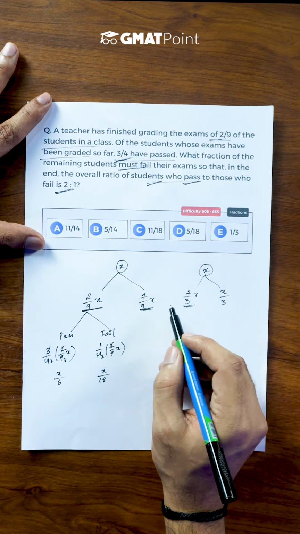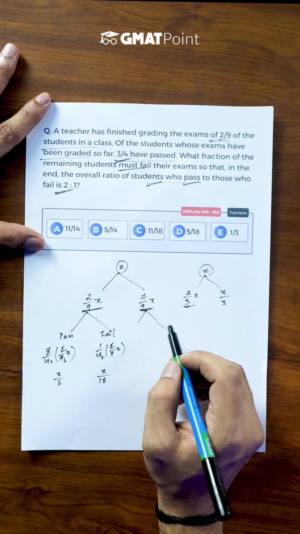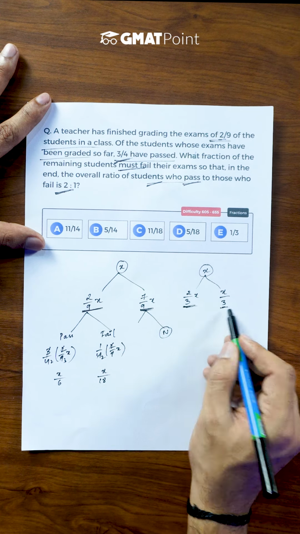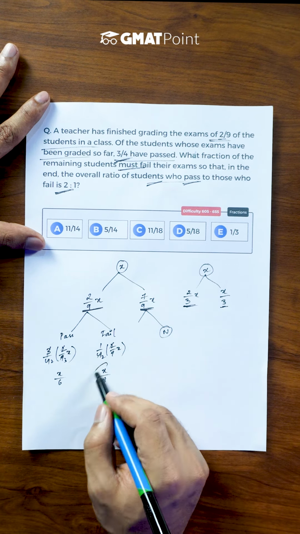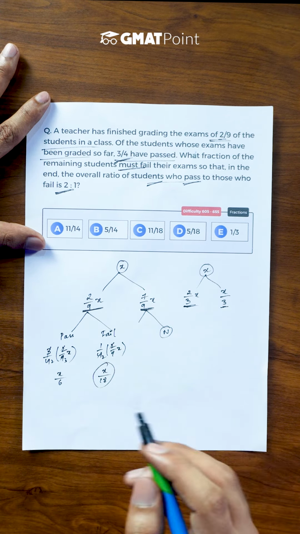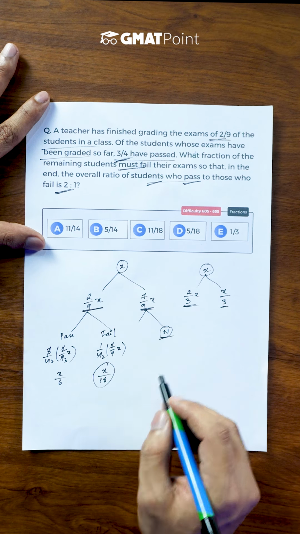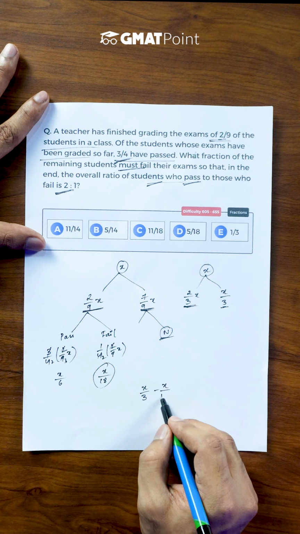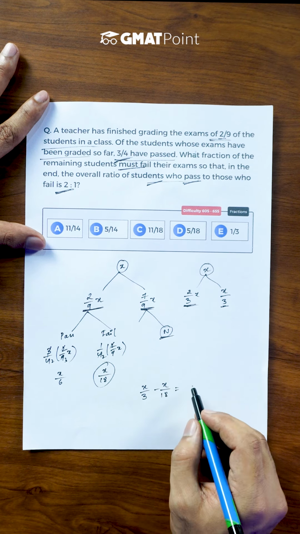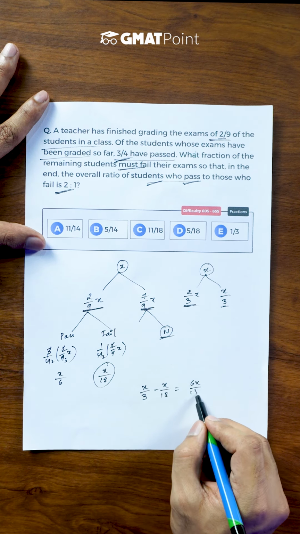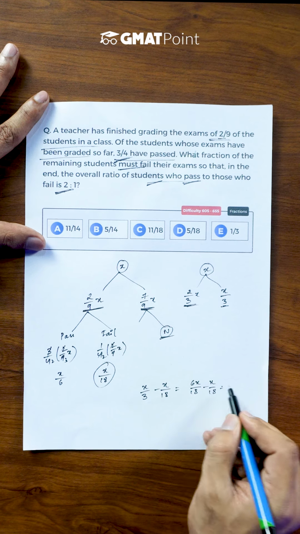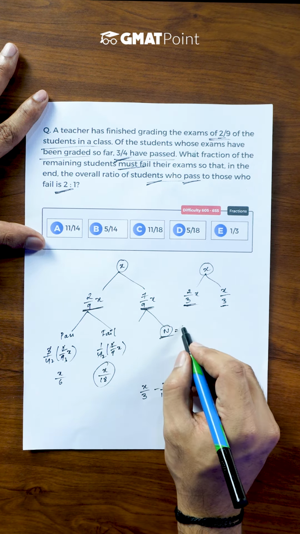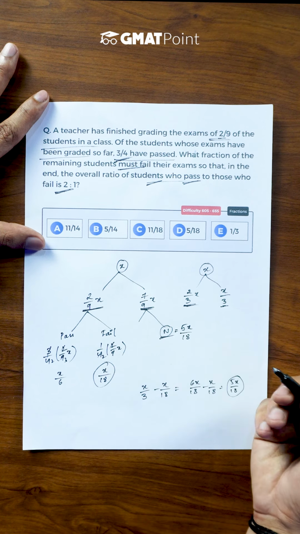So out of this 7/9 x, we are asked to calculate the number of students that have to fail the exam so that this condition is satisfied. Now, until now we have x/18 students that failed the exam. So out of the remaining students, the number of students that have to fail the exam can be calculated as 6x/18 minus x/18, which is equal to 5x/18.